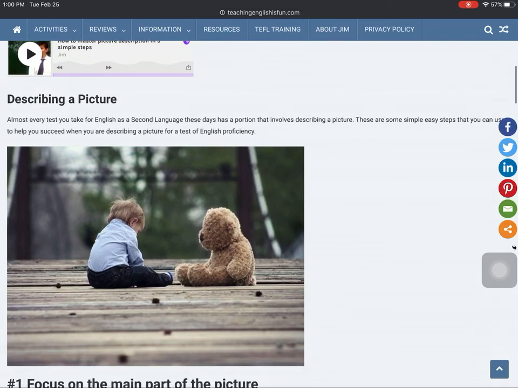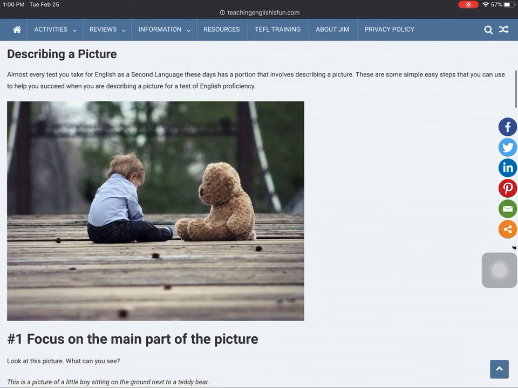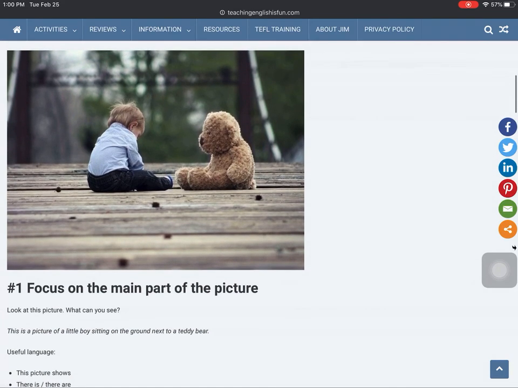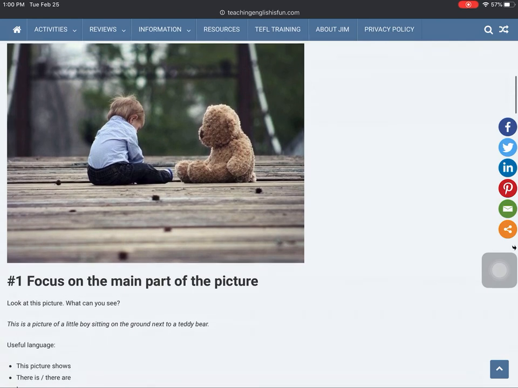And if you notice right here, the first thing I did is I have a picture of a little boy and a bear. So let's go ahead and go through these steps. Step number 1 right here, focus on the main part of the picture. So if you look at this right here, we've got this little boy and we've got a bear right here. So look at the picture. What can you see? This is a picture of a little boy sitting on the ground next to a teddy bear. So pretty straightforward, right?